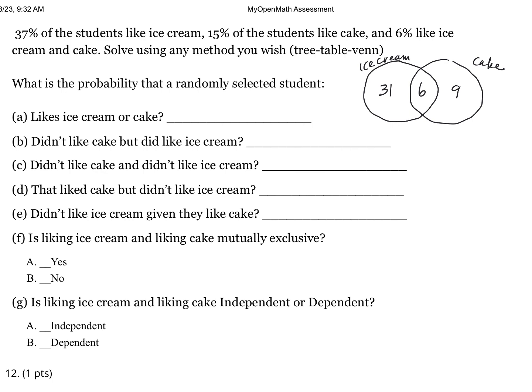Okay, and then let's see, you're finding a probability. It's out of 100, since it's percentages, that's out of 100. So what's the probability that a randomly selected student likes ice cream or cake? So that means either. So in that case, it's everything within the circles. So that would be 31 plus 6 plus 9 is 46. So 46 out of 100, or 0.46. Also, we didn't say this, but we also have people who maybe don't like either one, right? So we can go ahead and find that.